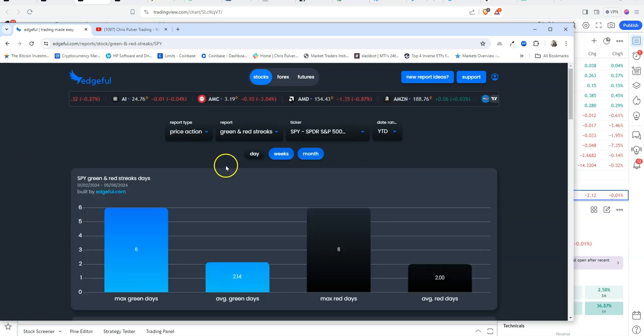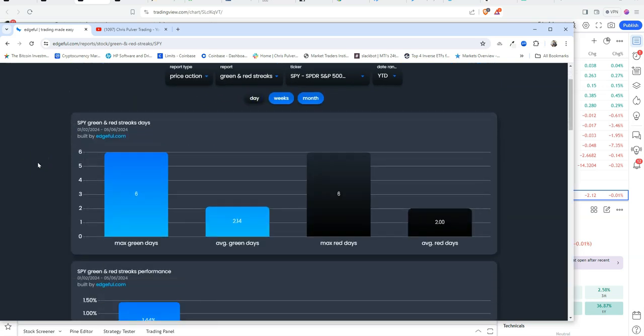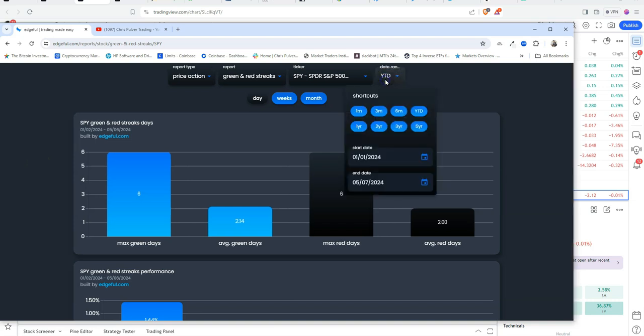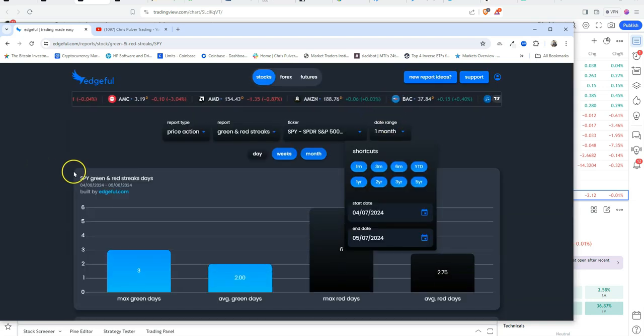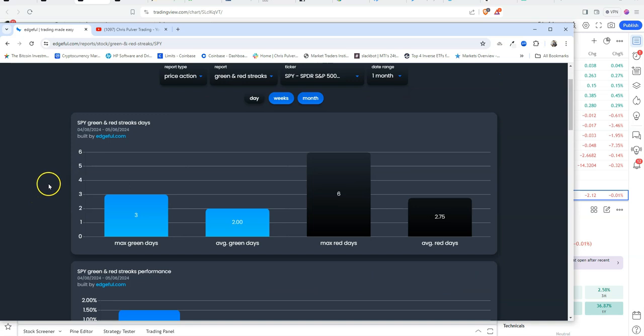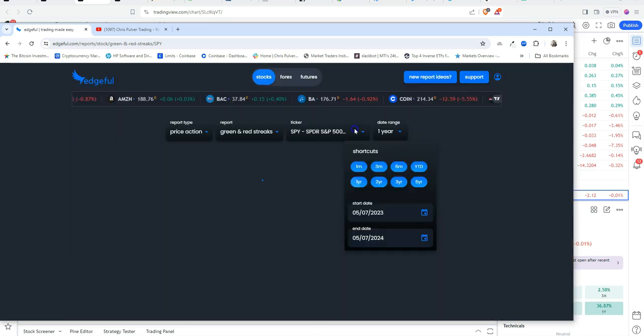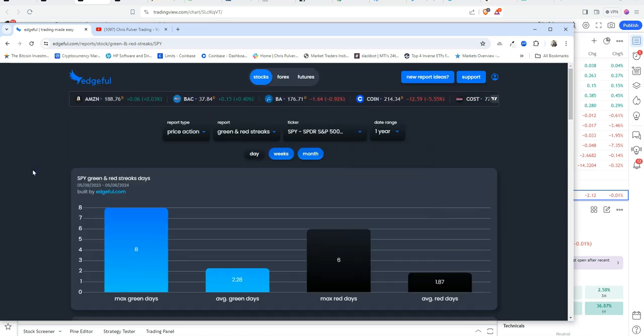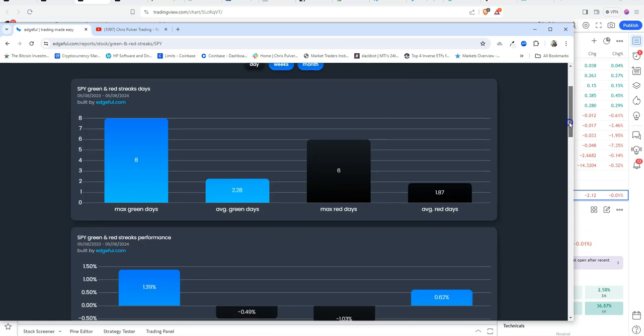There it is. So you can see this is year to date. Even if you look at the last month, you can see that the average consecutive green days is 2. In this case, we had 3. And then if you switch that to the trailing 1 year, you can see that the average consecutive green days is just over 2 days. So that third day, you should expect that fourth day or at some point a red day to come.